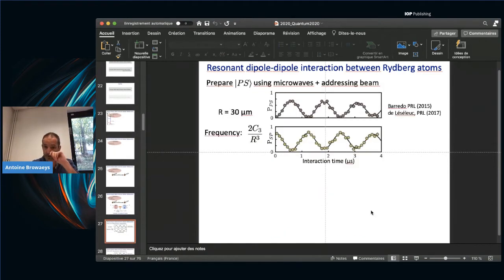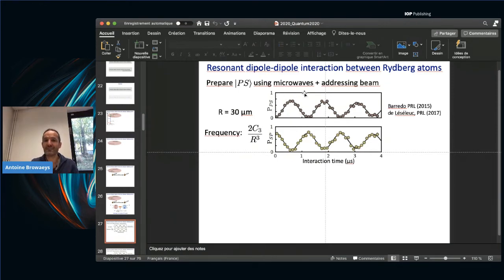We can measure that directly in the experiment. Assume, for example, that you prepare 2 atoms separated by 30 micrometers, which is already a very large distance on the atomic length scale, and you prepare one atom in state P, the other one in state S, and you let the system evolve as a function of time, and then you measure the state of each atom.